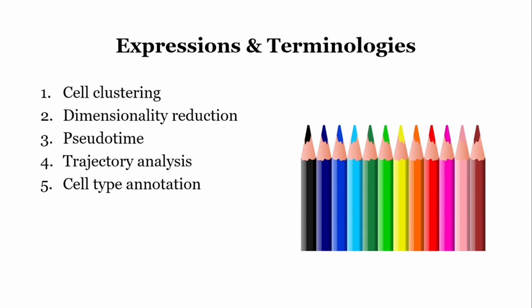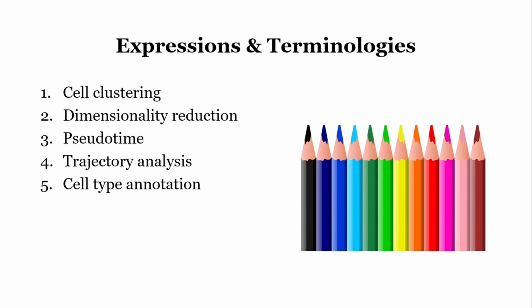Cell type annotation. In single-cell RNA sequencing, identifying and annotating cell types is a crucial step. Cell type annotation involves assigning or labeling cell clusters with known cell types based on the expression of specific marker genes or reference databases. Imagine you have a big box of colored pencils and you want to sort them into different groups based on their colors.